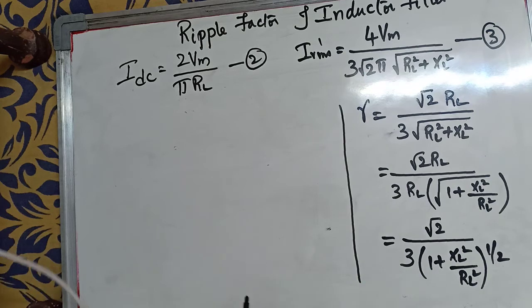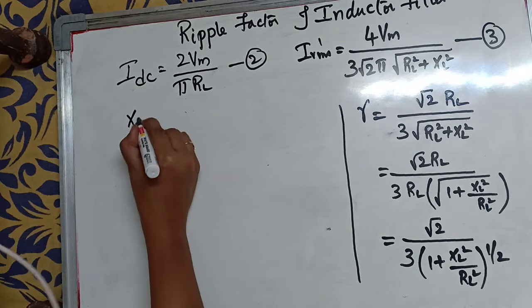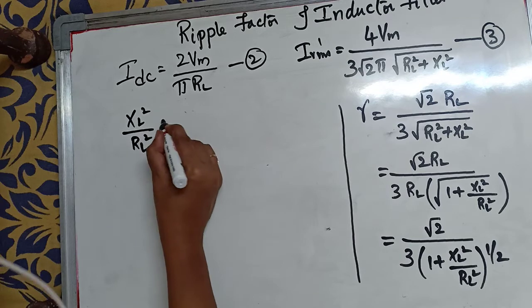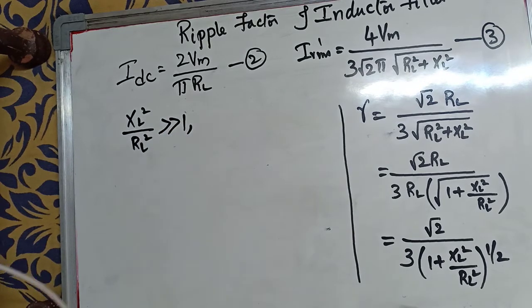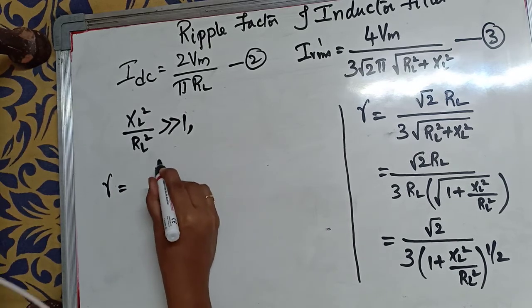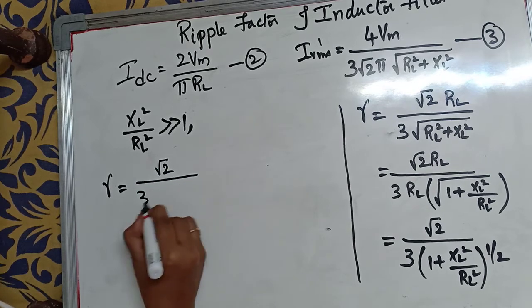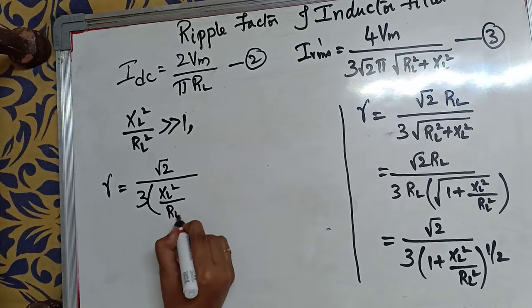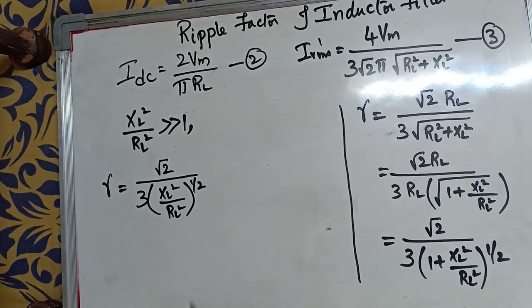Now here in this case, what is XL? XL is the reactance of the inductor. If XL square by RL square is much greater than 1, that is, if the value of XL square by RL square is very large compared to 1, then I can neglect 1 in this equation. So I will write my ripple factor equation as root 2 by 3 into XL square by RL square, to the power of 1 by 2.